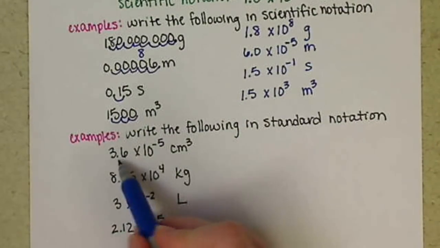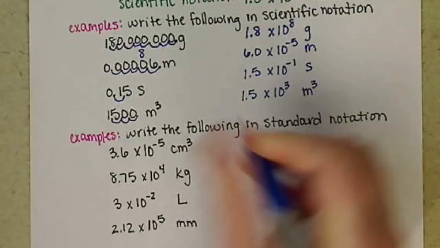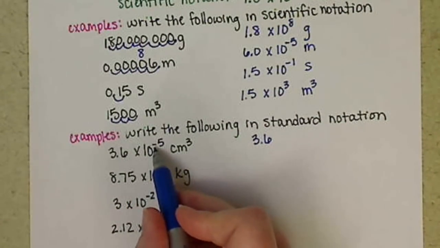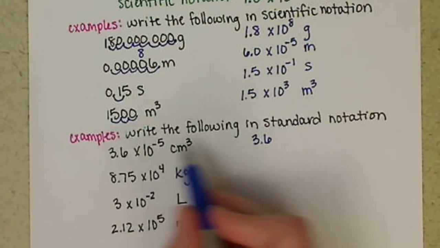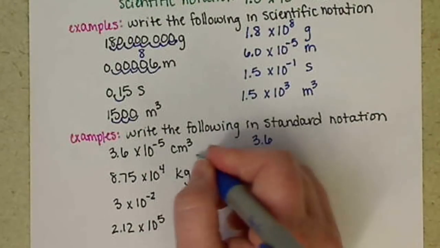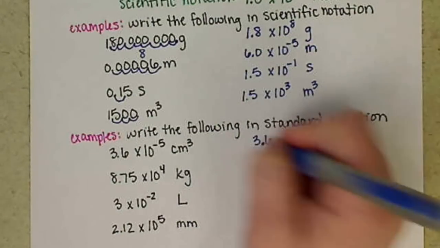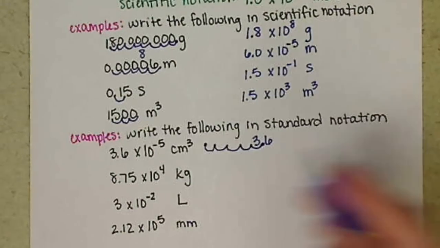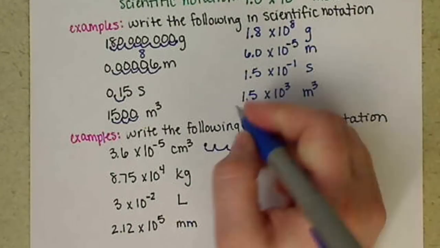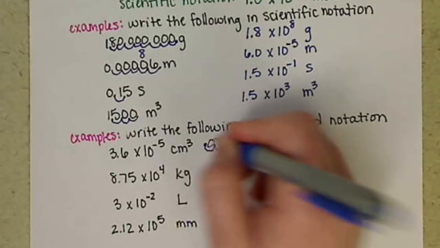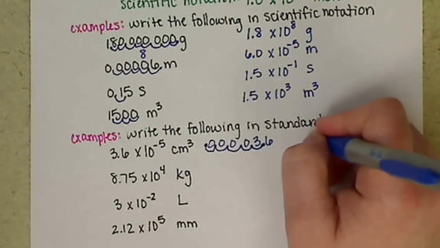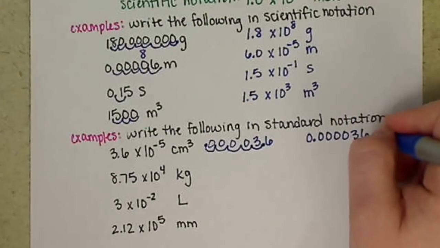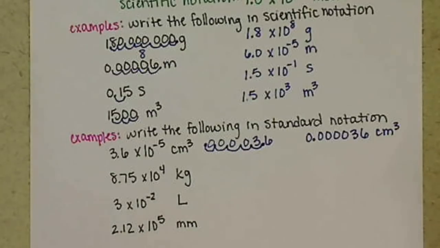All right, so we're going to take our first value here. I'm going to write the first portion of it, and we want to move our decimal 5 times. Since this number is a negative 5, we want to make this number smaller, so we're going to move our decimal to the left. So we're going to take our decimal here, move it 1, 2, 3, 4, 5, and wherever we have a blank little space, we're just going to fill that in with a 0. So I would rewrite this to be 0.000036, and then my units go on the end of the value.